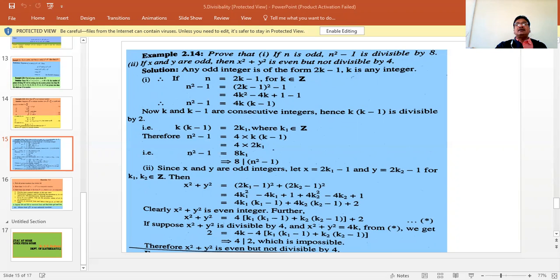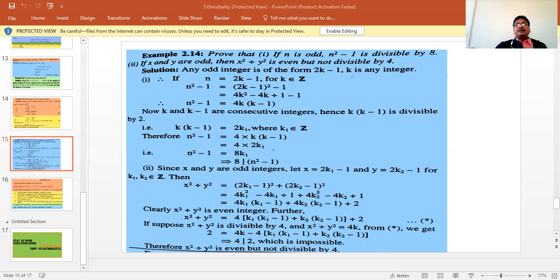Suppose here n is odd, therefore suppose n is 2k minus 1 for some k belongs to Z, k is an integer. Then what is the value of n square minus 1? That is, (2k minus 1) whole square minus 1. This is the value of n, 2k minus 1. Then its square is 4k square minus 4k plus 1 minus 1. Then what do we have? The answer is 4k square minus 4k. And take 4k as common, plus 1 minus 1 becomes 0.